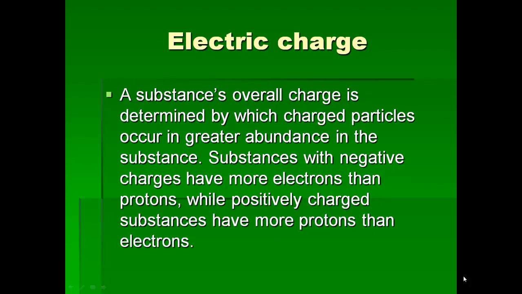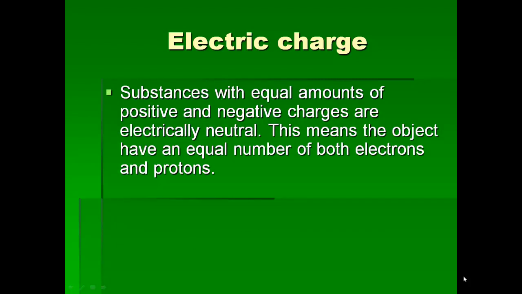Whether a substance overall has a positive or negative charge is determined by whether it has more protons or electrons. If it has more electrons than protons, it will have a negative charge. If it has more protons than electrons, instead it will have a positive charge. If something has an equal amount of positive and negative charge, the object will be electrically neutral. Most of the time when you work with, say, atoms while doing chemistry problems, you're going to assume most of the time that they have a neutral charge.